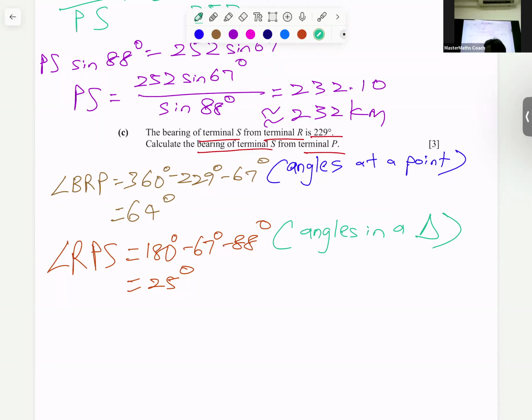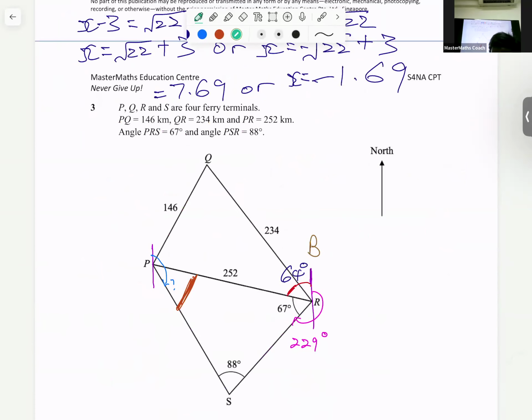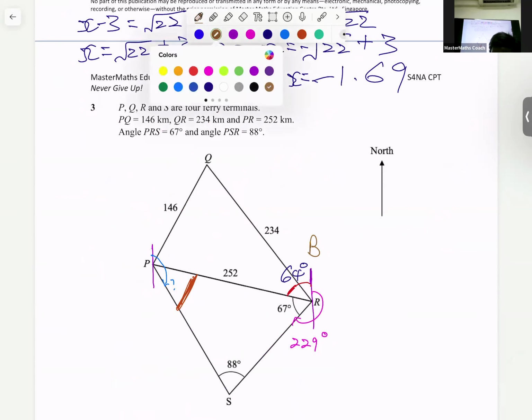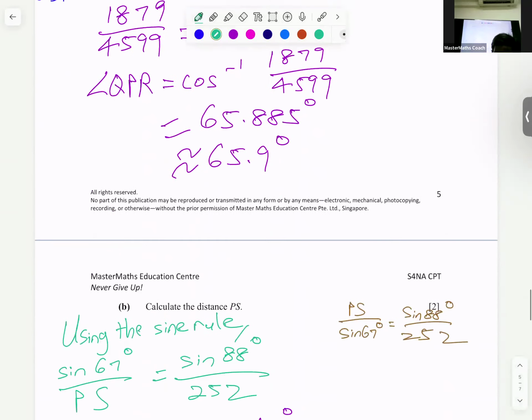Now the last part, we need this. Okay, we need this green one here. This one we already know is 25 degrees.